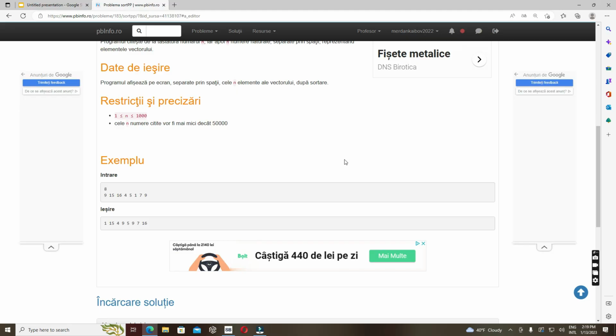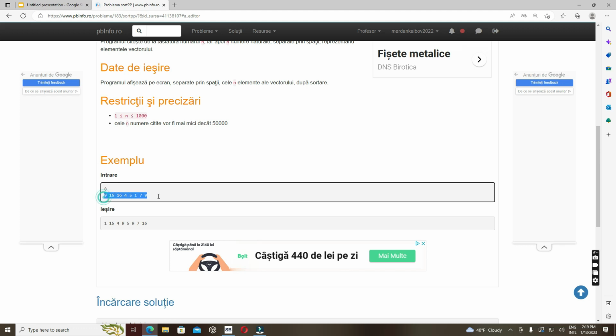Let's solve this problem. We'll have a number n, then we will write n numbers, and out of them we must find the numbers which are perfect squares. So 9 is a perfect square because it's the square of 3, 15 is not a square number, 16 is the square of 4, 4 is the square of 2, 5 is not a square, 1 is the square of 1, 7 is not a square, and 9 is the square of 3.